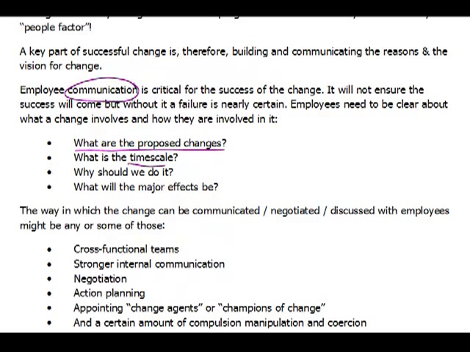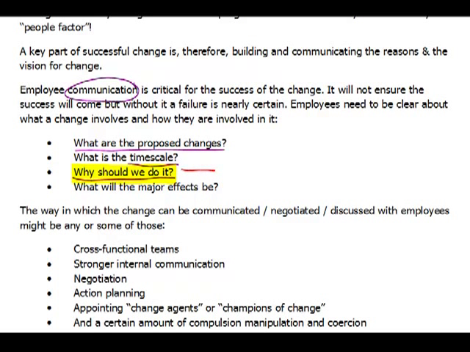What is the time scale? People don't like quick changes. They would prefer to have that spread over a longer period of time. Now, you don't have to agree to it because obviously when the change is to be made, it's good to be made. Now, why they should do it? Definitely the thing that will be necessary to explain to them.